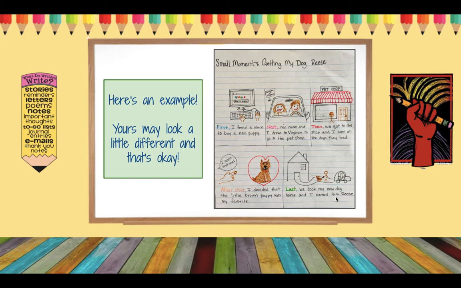This is just an example of what your planning can look like. If it looks a little different, remember, that's okay. What's most important is that you list the events of your small moment in order and that you use your time words to write your sentences that illustrate your pictures. All right? Now that you have an example, go on and do your planning yourself. We'll review it together in class.